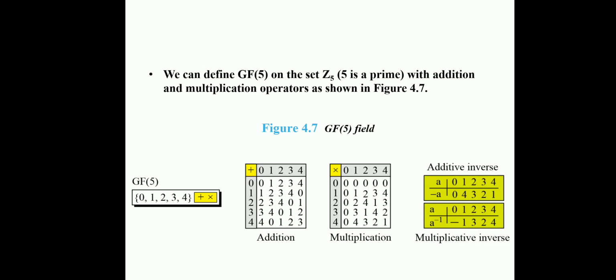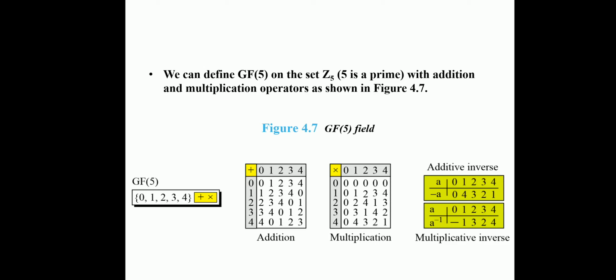Next we need to find the multiplicative inverse. To find the multiplicative inverse easily, you circle all the ones in the table. The multiplicative inverse is defined only for non-zero elements. So for 1 we can see that the 1 is coming for 1 itself, so the multiplicative inverse is 1 itself. And for 2 this 1 is coming for 3, so the multiplicative inverse of 2 is 3. And for 3 the multiplicative inverse is 2.